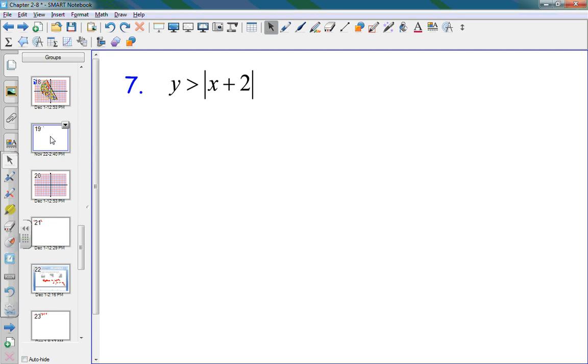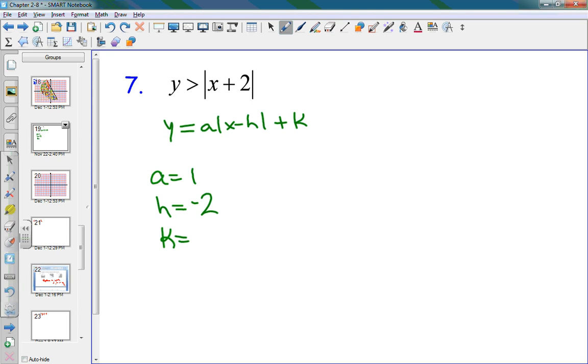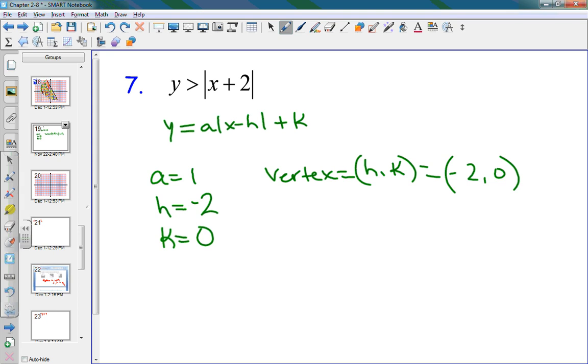Well, is this in standard form? y equals a times the absolute value of x minus h, plus k. Yes, it is. What is a? A is understood to be 1. What is h? This is minus h, so this is a plus 2, so what did I tell you on Friday? It's the opposite, so that gives you negative 2. What's k? 0. So now what's my vertex? Negative 2, 0. Do we all understand that?